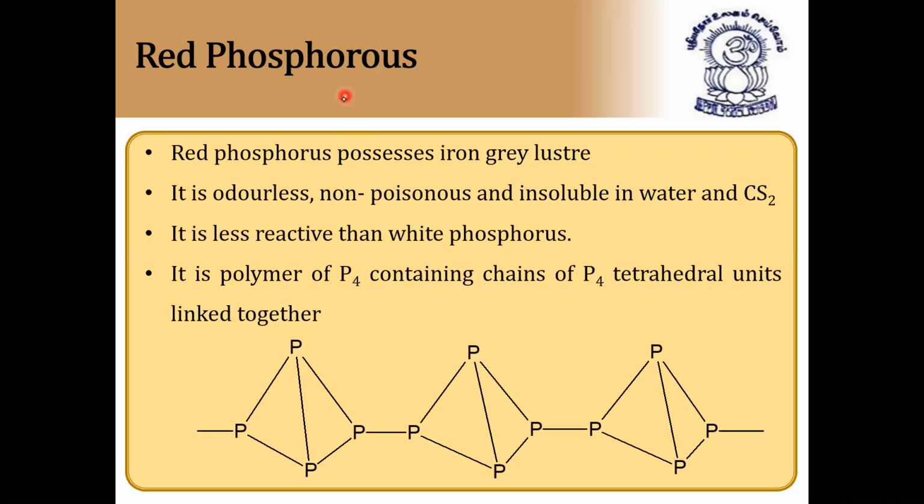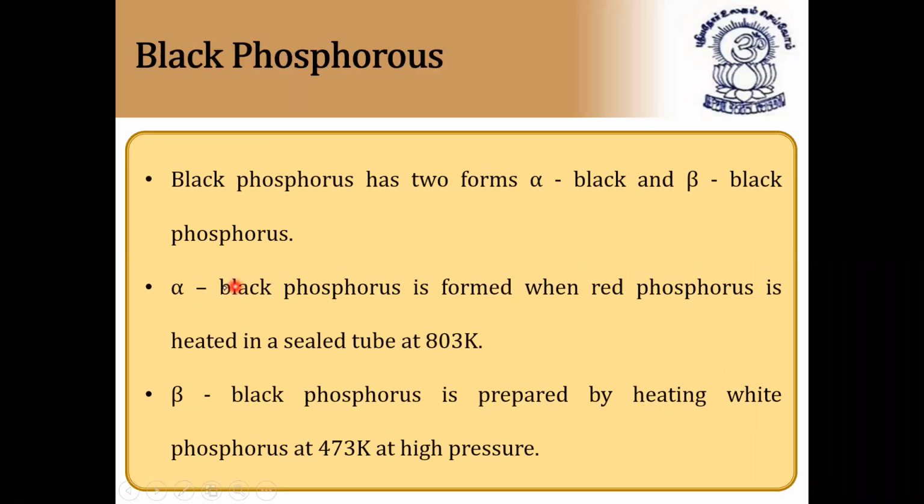One simple example of red phosphorus I'll tell you. On the matchbox, phosphorus is coated, and when the matchstick is rubbed on the phosphorus, it catches fire. So that is nothing but red phosphorus only. That is nothing but what? Red phosphorus.